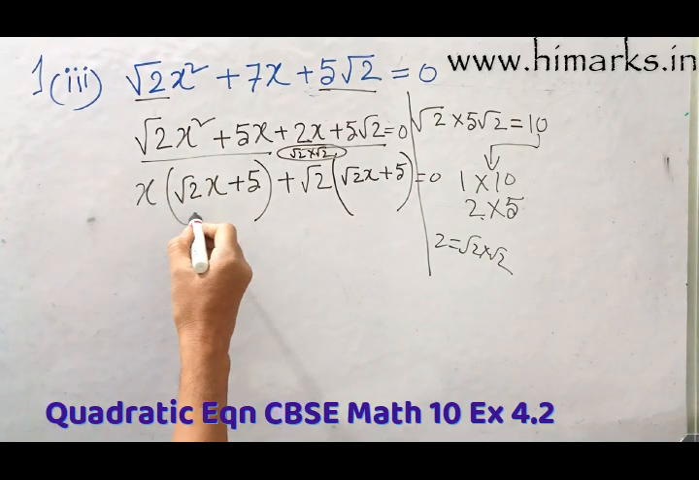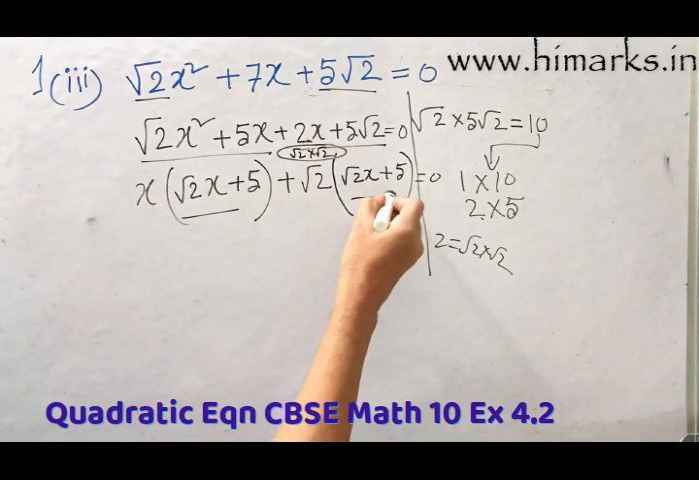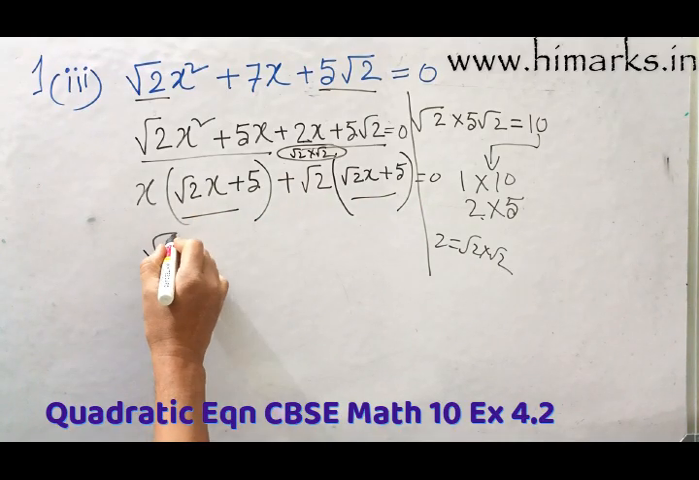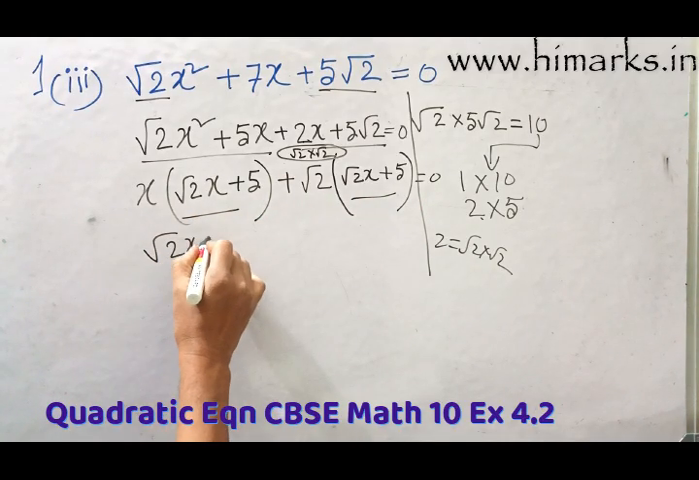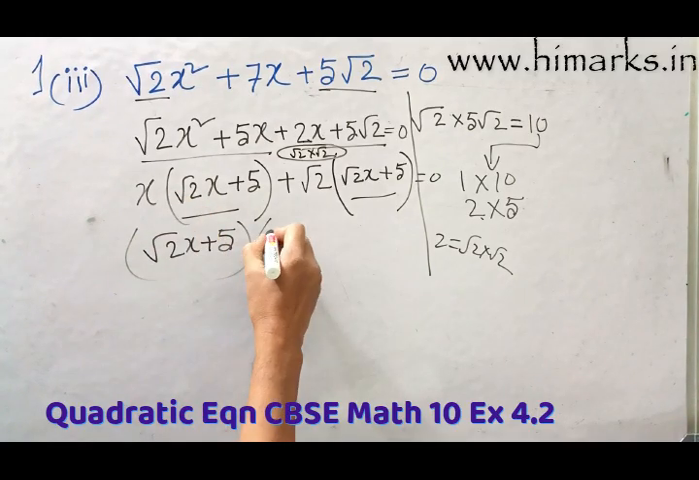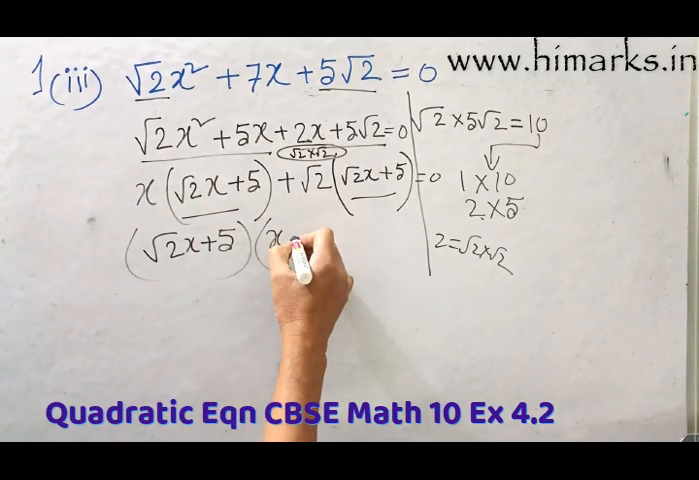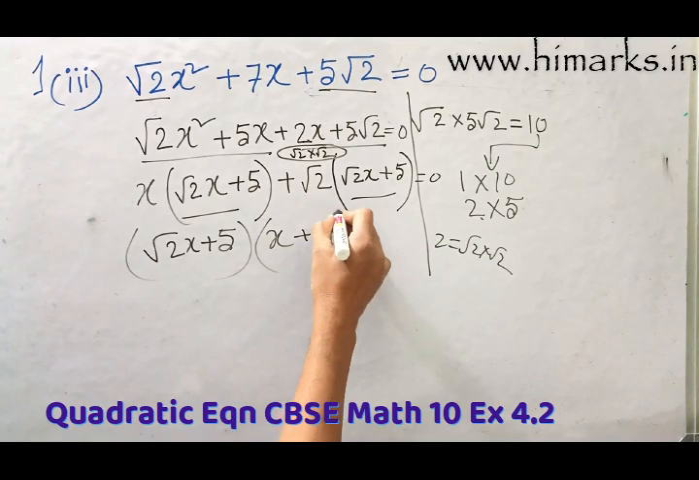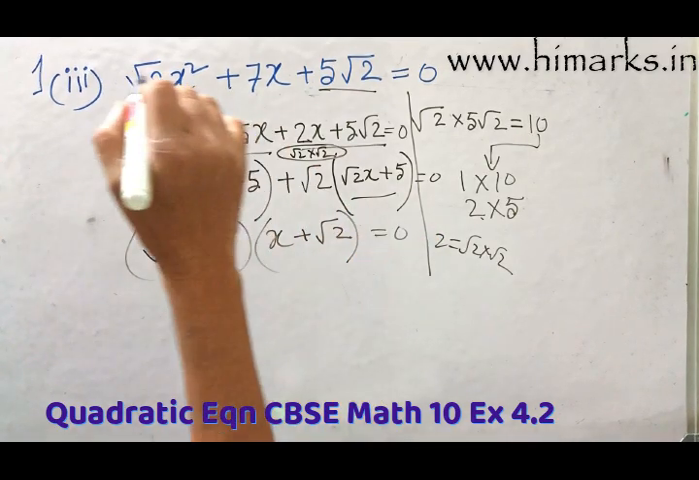Now you see that we achieved it. These and these become again common. So in the second phase of taking common, we take these common. So from here x remained, and from here root 2 remained. So our factorization is done.